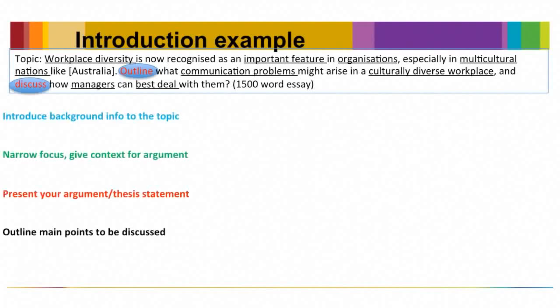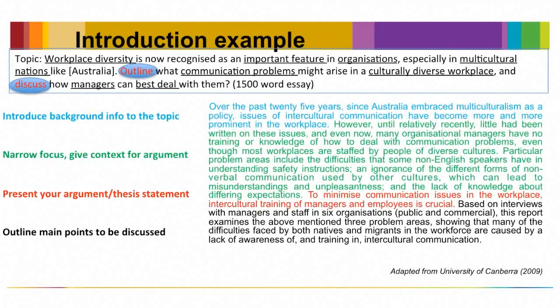Underneath, the 4 parts of the introduction have been highlighted with colours. The introduction to the background information to the topic is in blue. The narrowing of the focus and providing context for the argument is in green. The actual argument or thesis statement is in red. And the main points that will be discussed are outlined in black. Just take a moment to read.